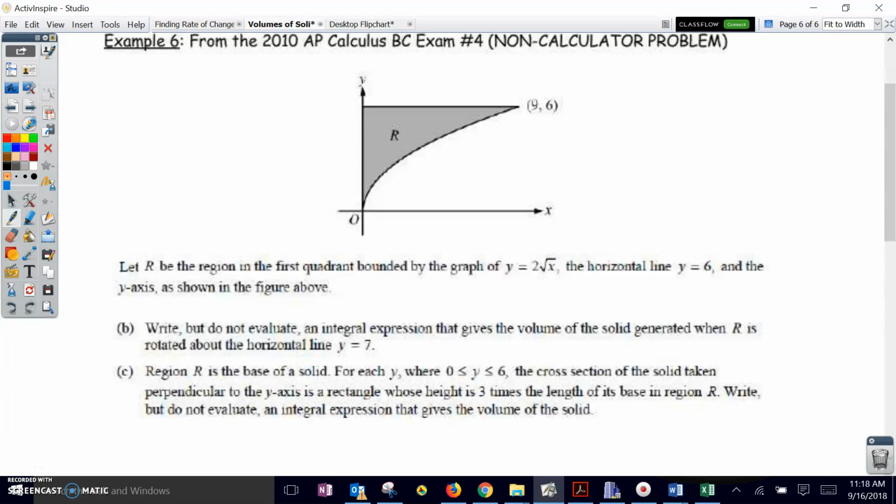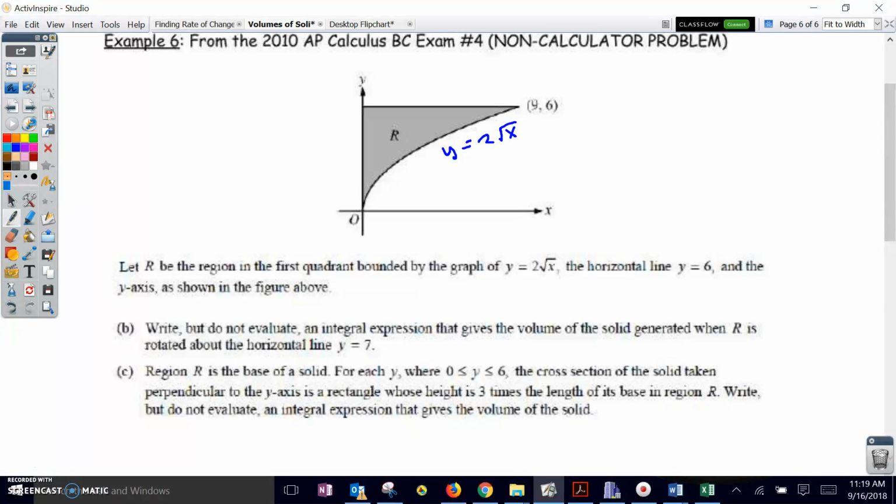Alright, welcome back everybody. Here's the final example from this lesson, reviewing volumes of solids. This comes from the 2010 AP Calculus BC exam. It was question number 4, which is a non-calculator question. Got the region R, bounded by the graph of y equals 2 square root of x. That's that curve there. And the horizontal line y equals 6.